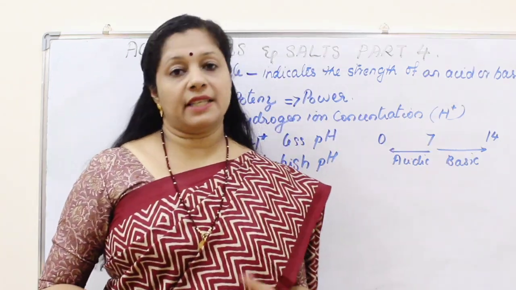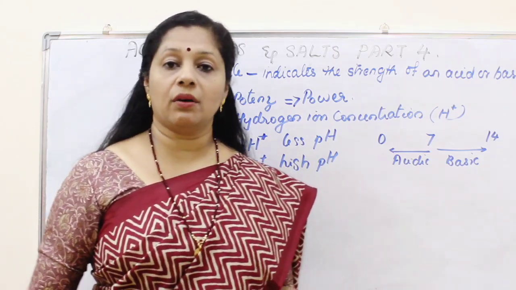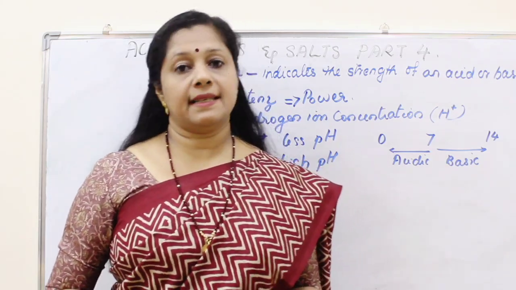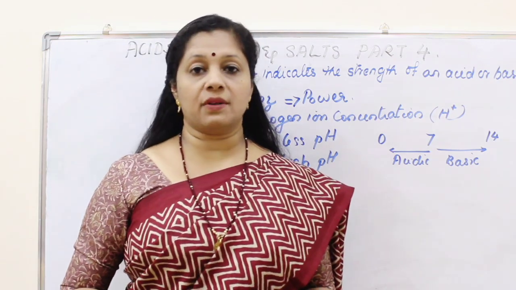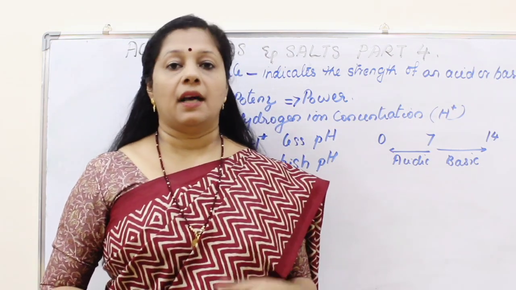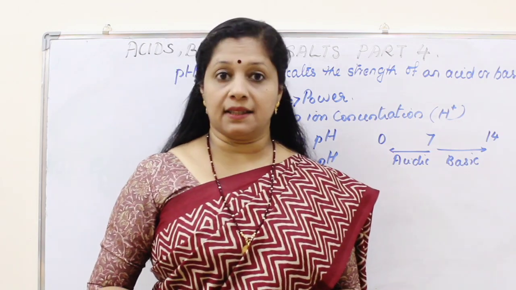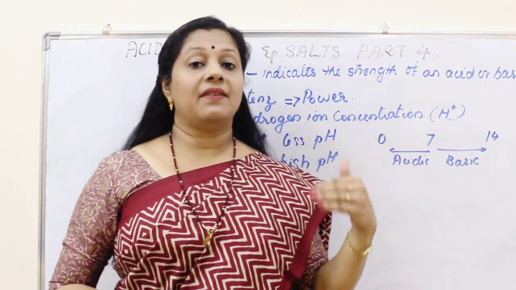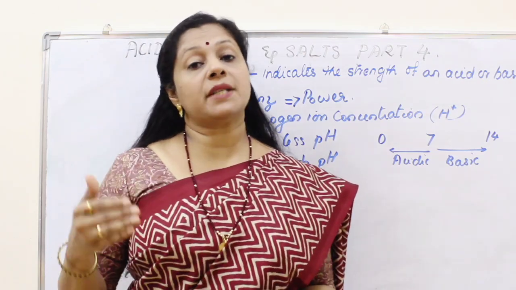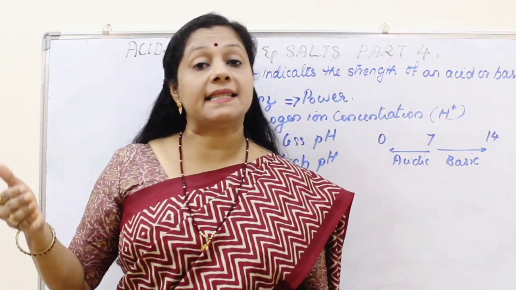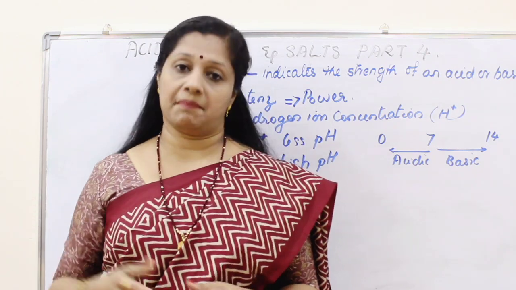We know water is a neutral substance. It's neither acidic nor basic in nature. Why is it so? Because water has an equal number of H plus ions and OH minus ions. In the previous videos we learned H plus ions give acidic nature to some substances, while at the same time OH minus ions give basic nature to certain other compounds.